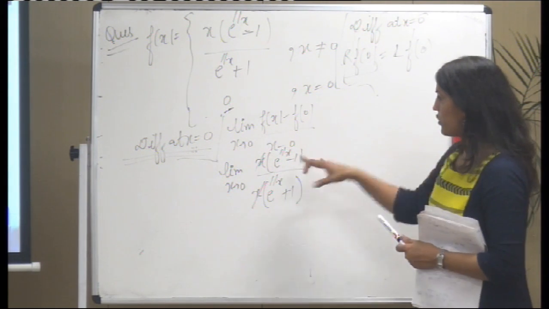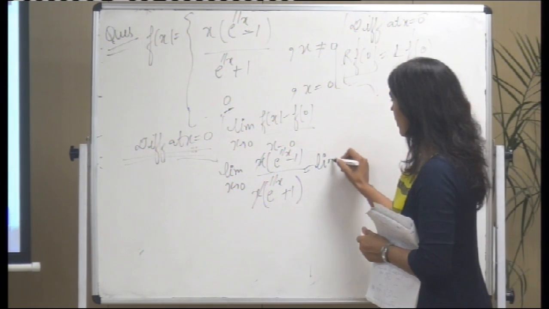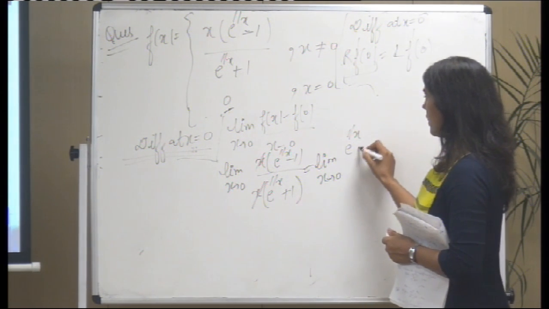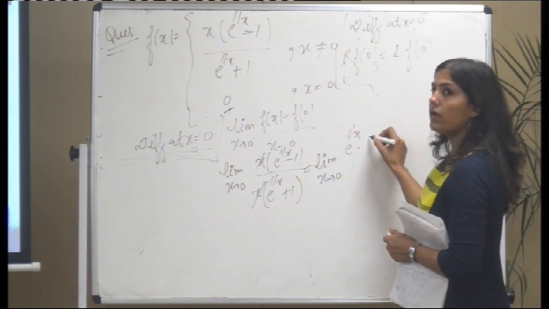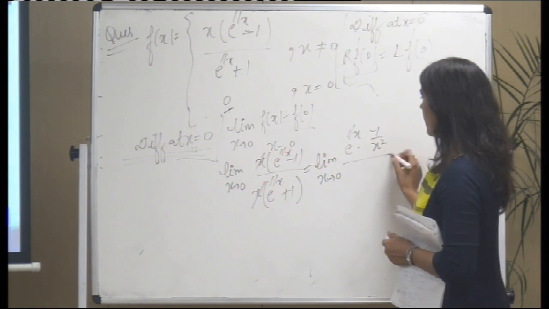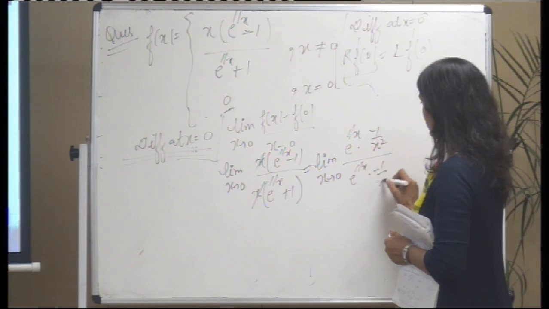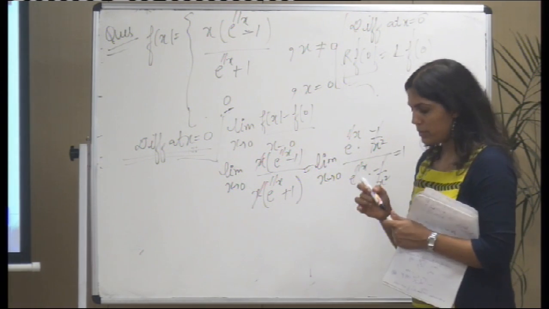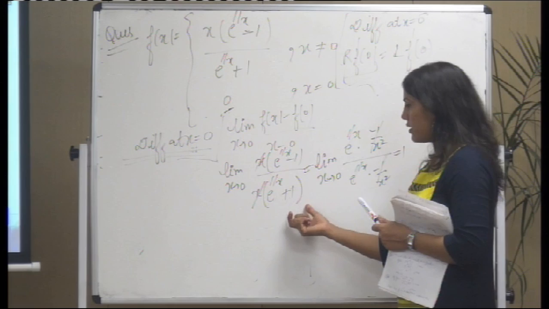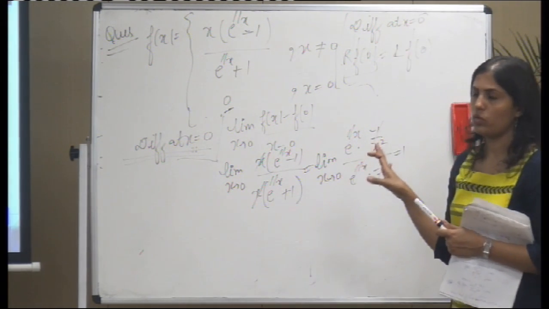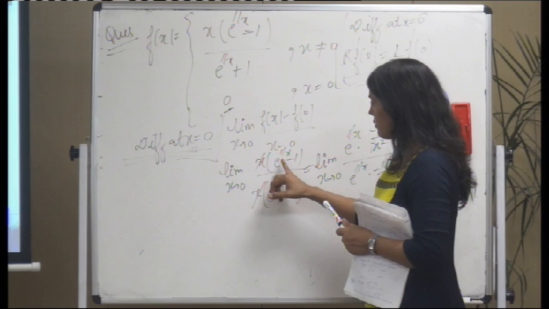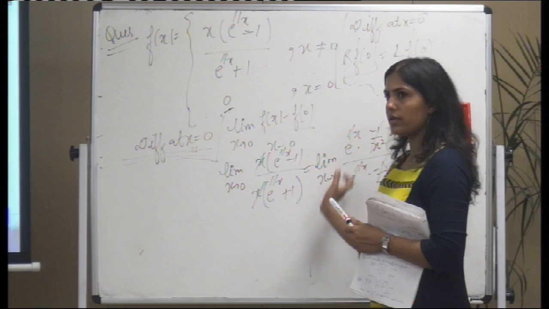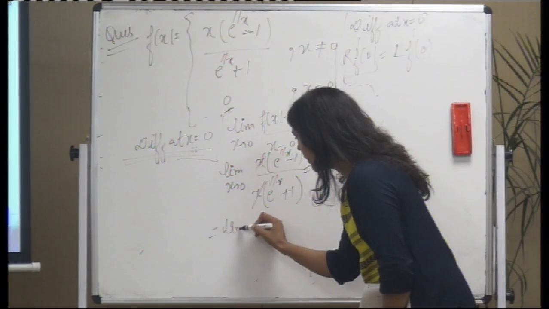When you are differentiating the numerator, what value are you getting? e to the power 1 by x same, then e to the power minus 1 by x square. But especially for these type of functions, I'll advise you this. From here, which part is becoming infinity? This part, take it outside. So limit x tending to 0.